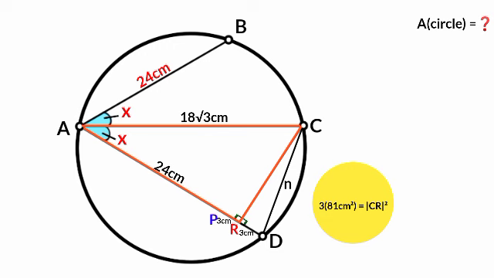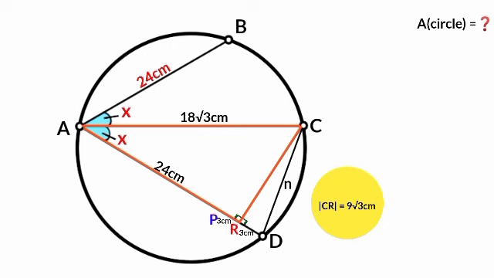Taking the square root of both sides, here square root of line CR squared is line CR, while here square root of 3 open bracket 81 centimeters squared equal to root 3 times square root of 81 centimeters squared. Square root of 81 centimeters squared is 9 centimeters. Root 3 times 9 centimeters is 9 root 3 centimeters.